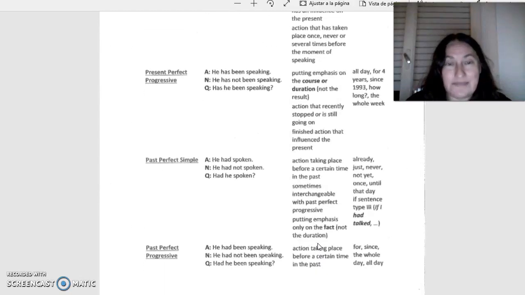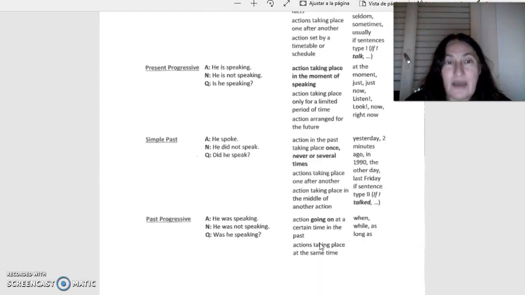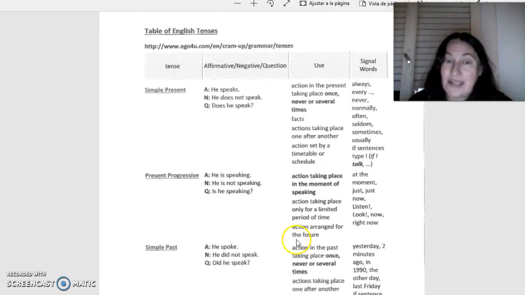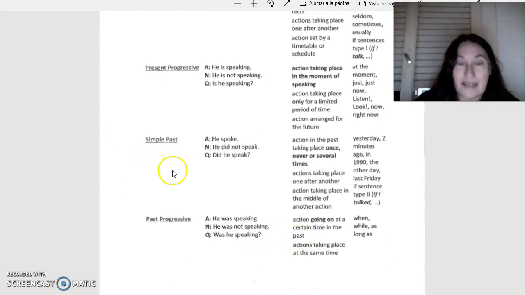This week I would like to keep on talking about this table of English tenses that you have in your booklet. Last week we talked about present tenses. Remember, we talked about the simple present, the present progressive, the present perfect, and the present perfect progressive. So this week we're going to talk about the corresponding past tenses. That is, we will start with simple past.